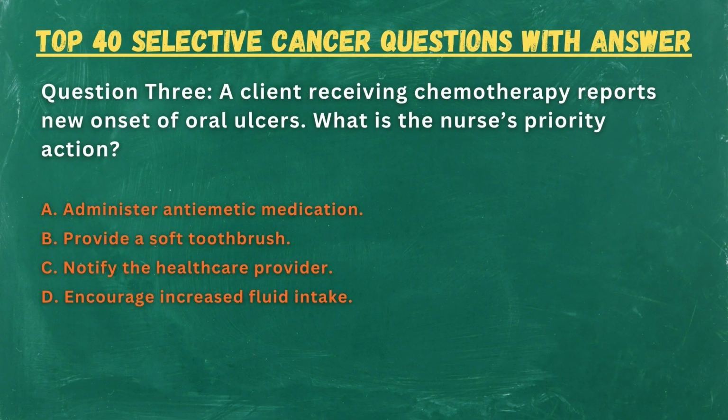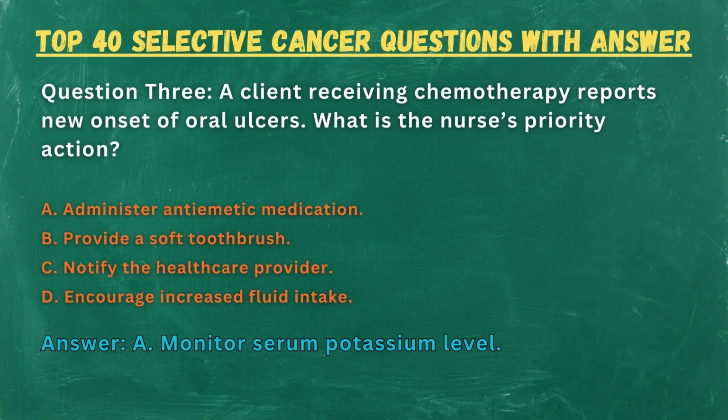Question 3. A client receiving chemotherapy reports new onset of oral ulcers. What is the nurse's priority action? A. Administer antiemetic medication. B. Provide a soft toothbrush. C. Notify the healthcare provider. D. Encourage increased fluid intake. Answer. C. Notify the healthcare provider.